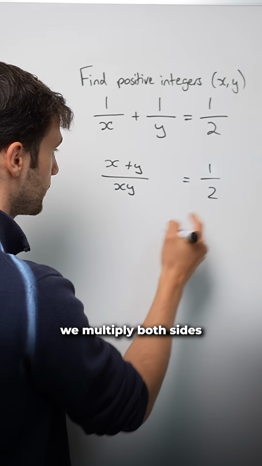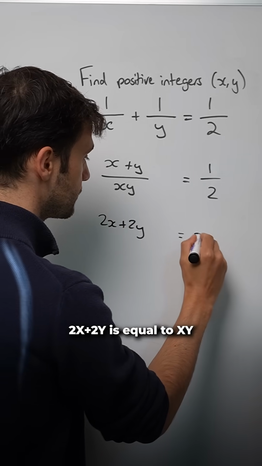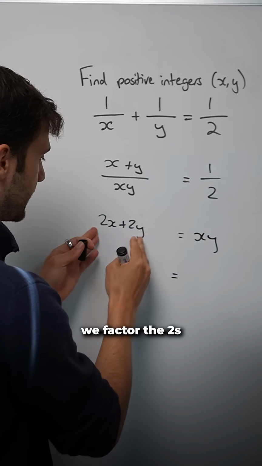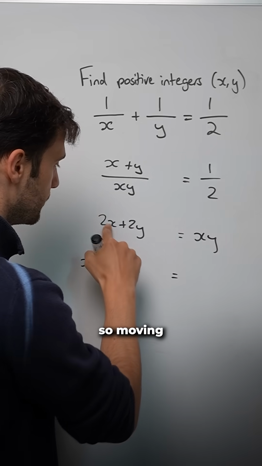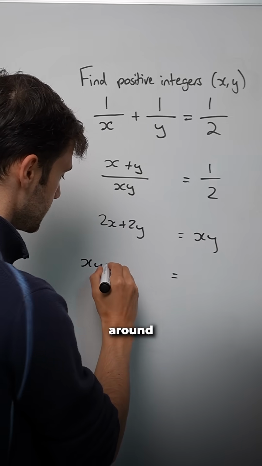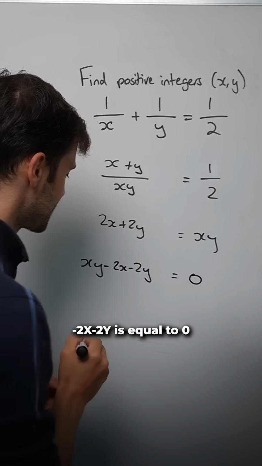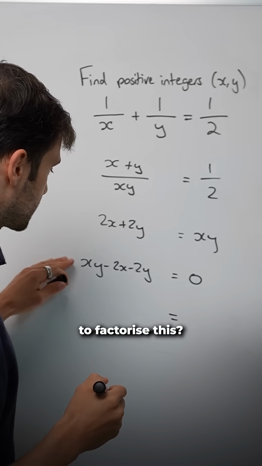We multiply both sides by our denominators. So we get 2x plus 2y is equal to xy. Okay, well, we could factor the 2's out here, but we could try and take everything over to the same side. So I'm moving 2x and 2y over to the other side, then swapping it around. xy minus 2x minus 2y is equal to 0. Then how do we factorize this, though? What can we do to factorize this?